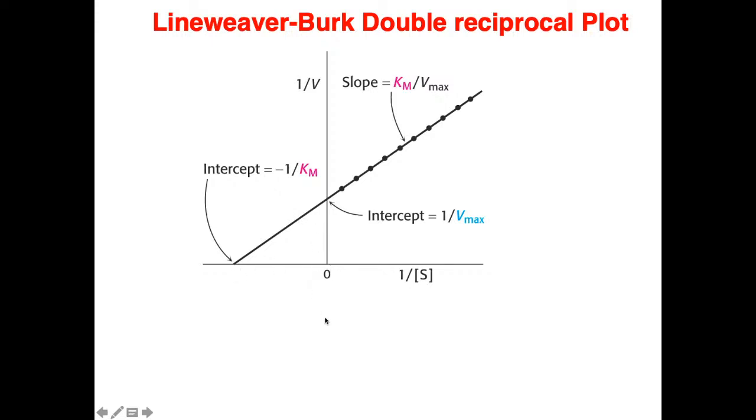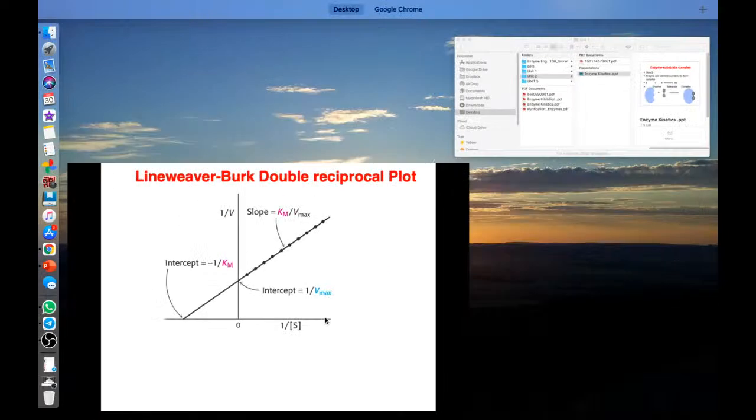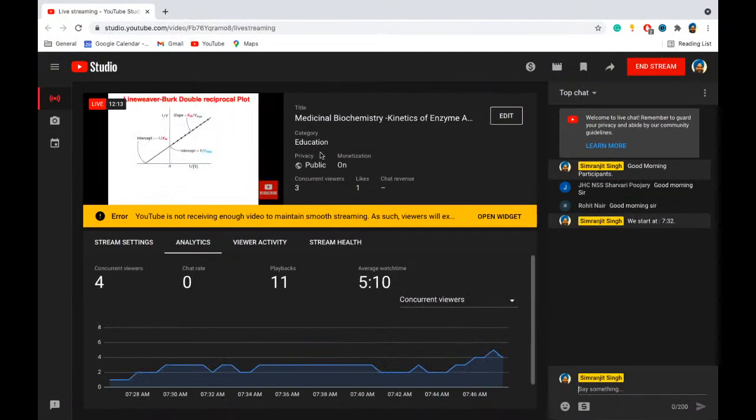Now we want to discuss the enzyme kinetics of various inhibitors that we discussed yesterday, competitive, reversible and irreversible. So we will discuss how they play a role in the case of a Lineweaver-Burk double reciprocal plot. Yeah, so we will discuss that part now.